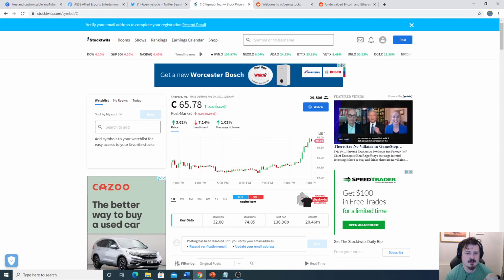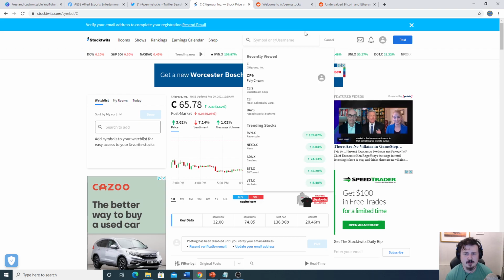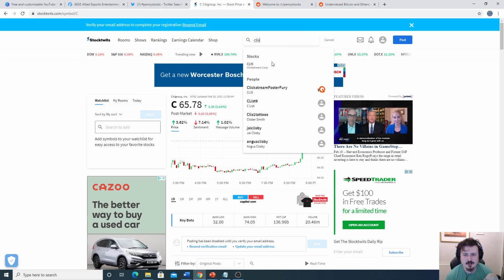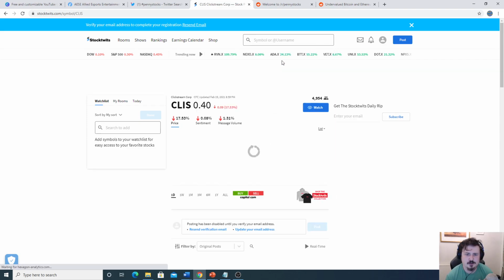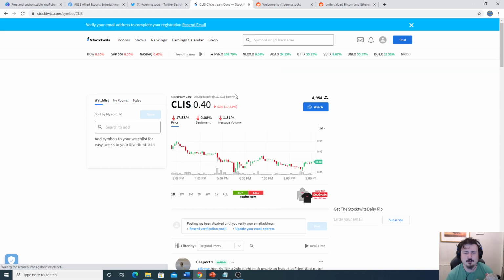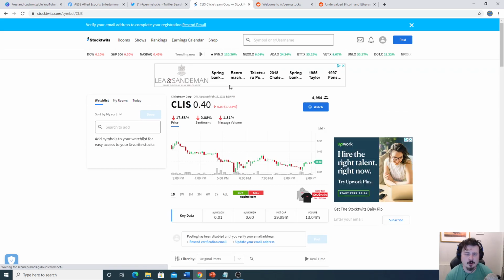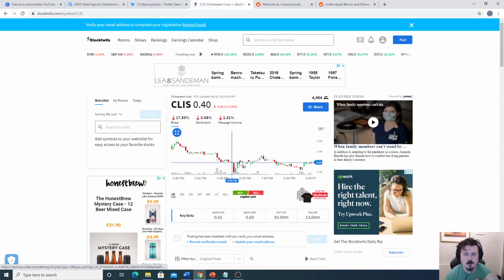The next way is actually to use StockTwits, okay? And you can actually type in a ticker symbol, okay, from this. So for example, CLIS. This is one we've covered recently, which is Clickstream. We covered this at 0.10, okay? And it's moved up quite a lot.